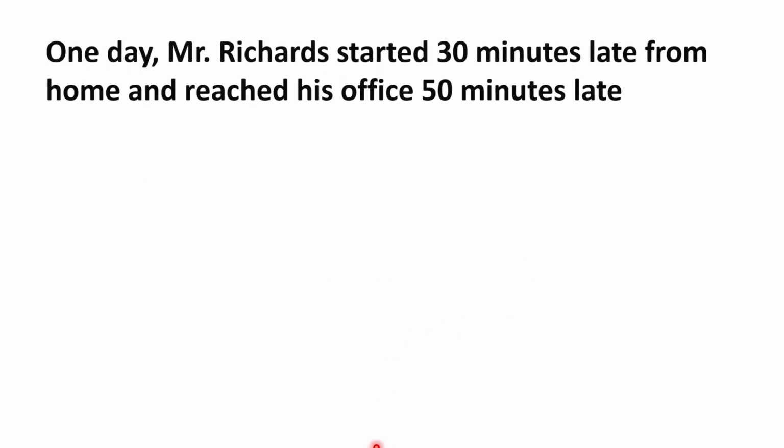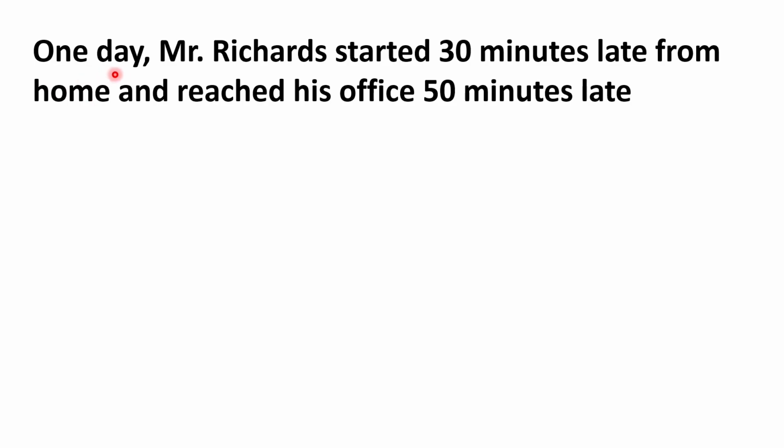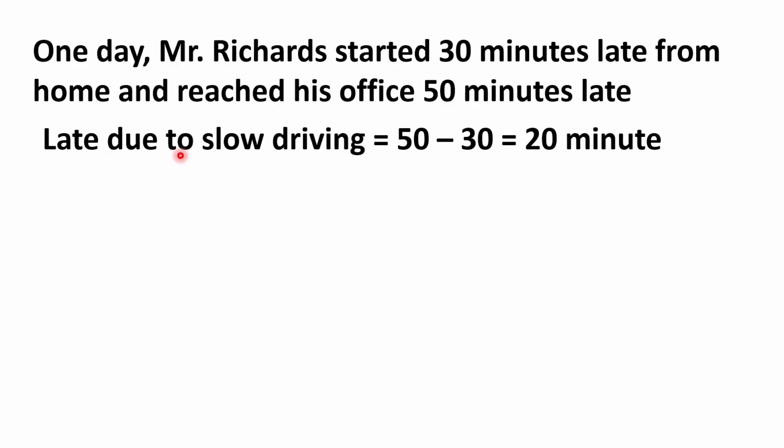And now this was a given condition in the question that one day Mr. Richards started 30 minutes late from home and reached his office 50 minutes late. So overall, late due to slow driving equals 50 minus 30 equals 20 minutes. So he was 20 minutes late because of slower driving, because he started from home late, and that late was 30 minutes. So due to slower driving, his late time was 20 minutes.